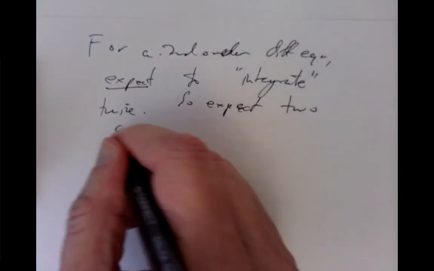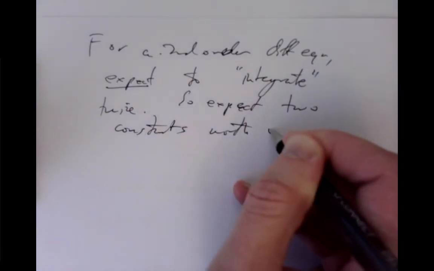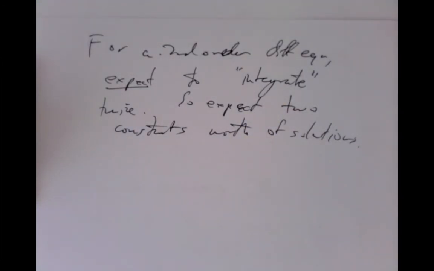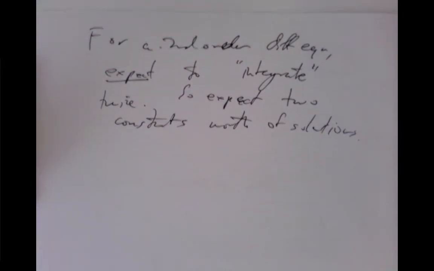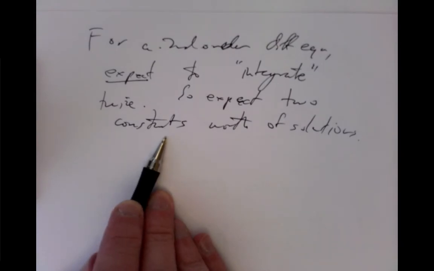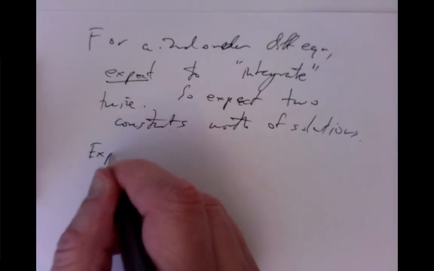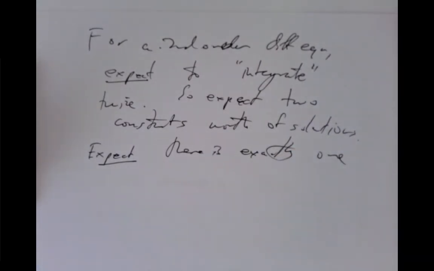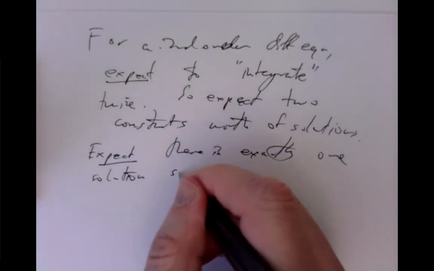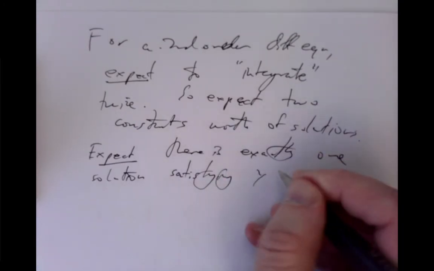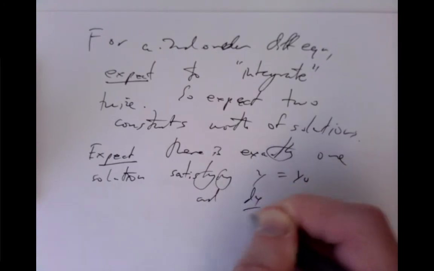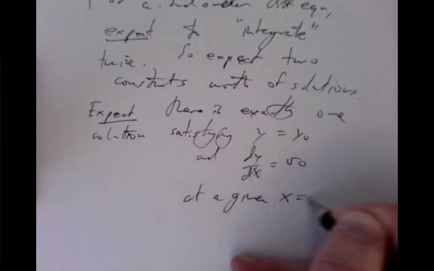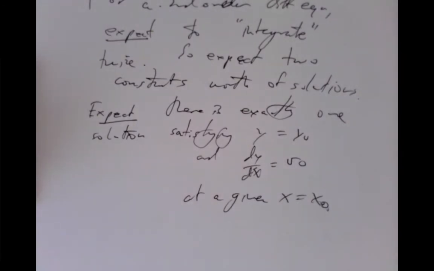So you expect two constants worth of solutions. And while that's certainly not a rigorous argument, because as I said, you can't actually solve them by integrating, it does give the right count. Generally speaking, we'd expect there to be two parameters worth of solutions. So we expect that there is exactly one, a unique solution, satisfying y equals y naught and the derivative of y with regard to x equal to some v naught at a given x equal to x naught. And something like that can be proven under reasonable hypotheses, which we won't make precise.